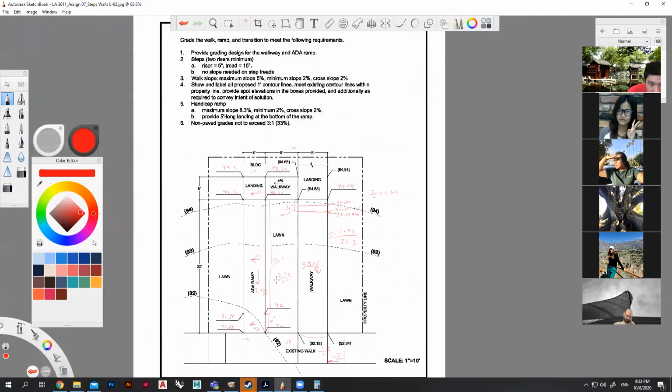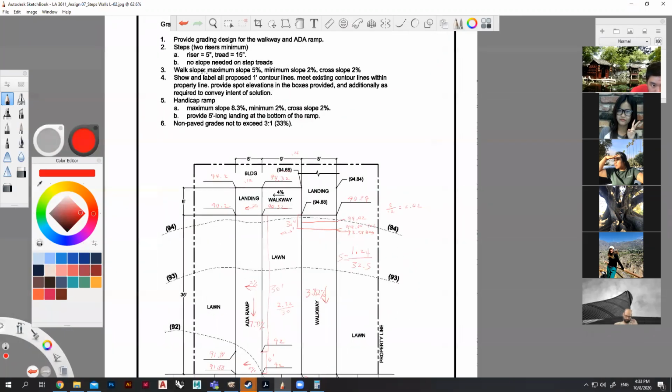And let's verify if that's okay. Walk slope, maximum 5%, minimum 2%. So that's within that. So it's okay. And the other side, handicap ramp, maximum slope 8.3, minimum 2%. That's 7.73%. So that's okay as well.